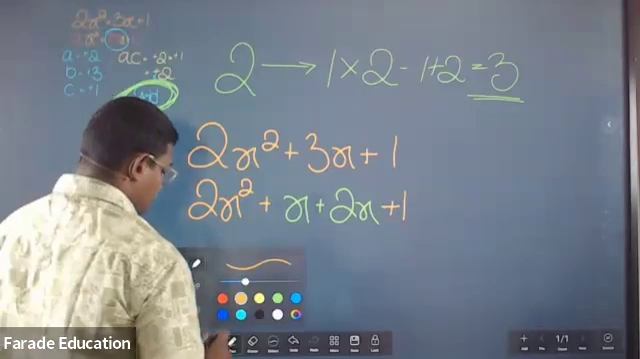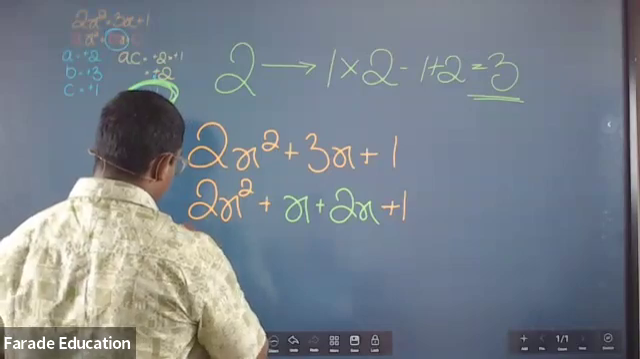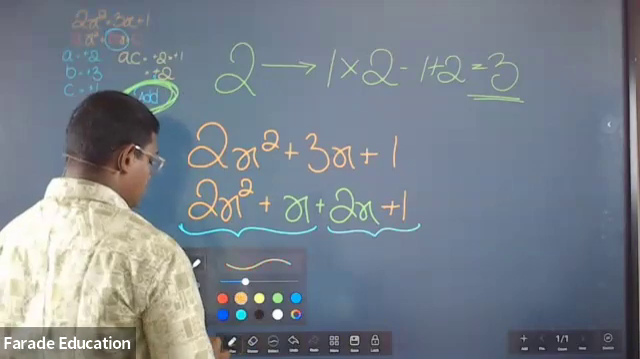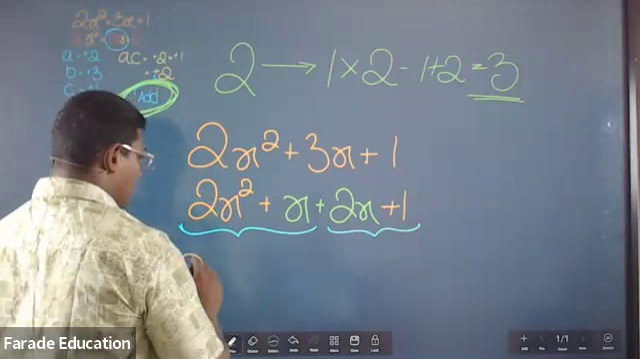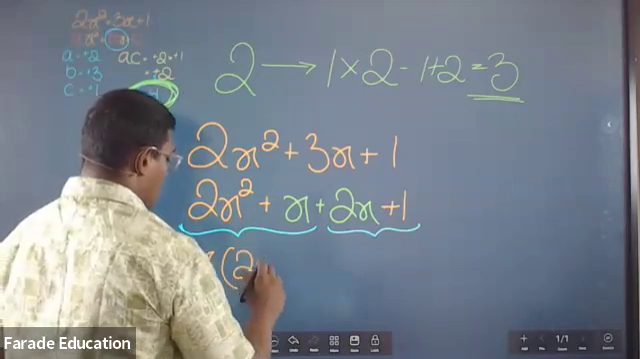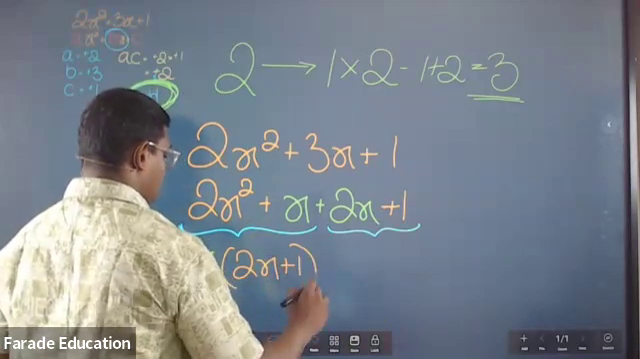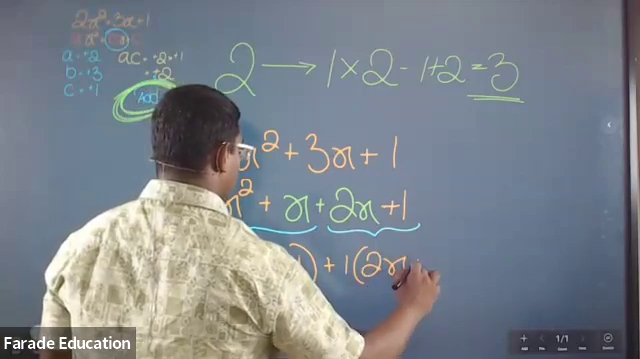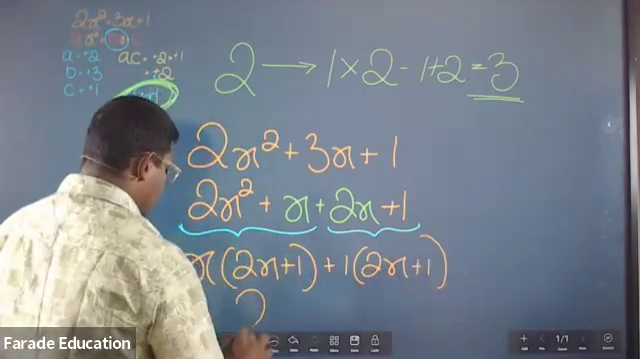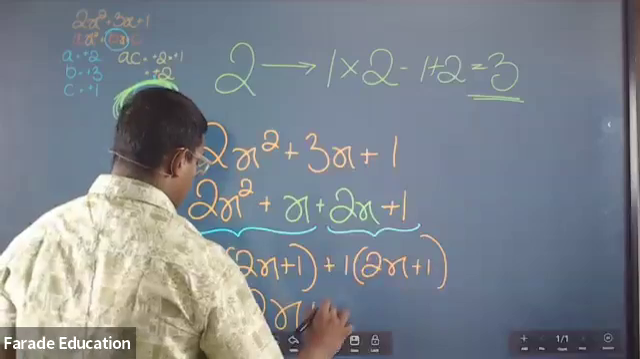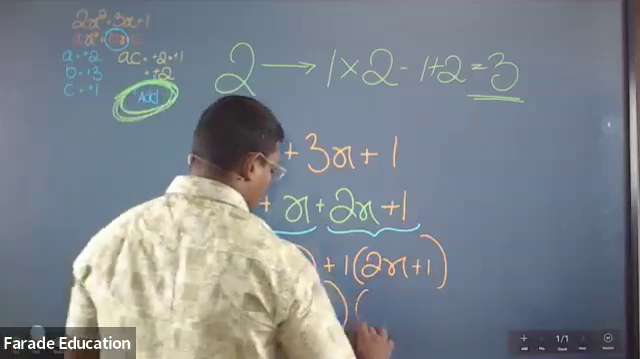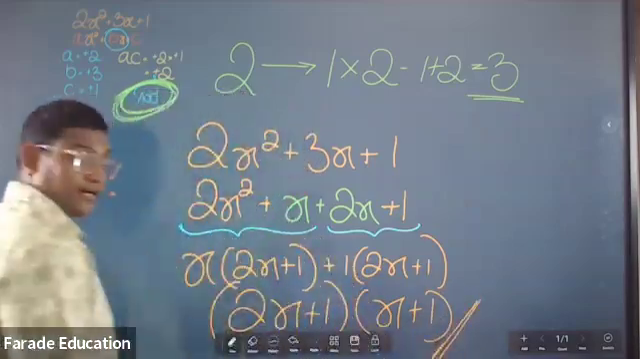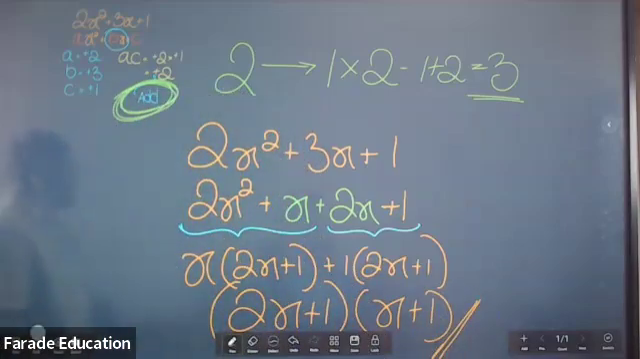So here, we couple it. These two together and these two together. The common between these two is x. 2x plus 1. The common between these two is 1. 2x plus 1. So what are the factors? 2x plus 1, x plus 1. These are the 2 factors, 2x plus 1 and x plus 1.